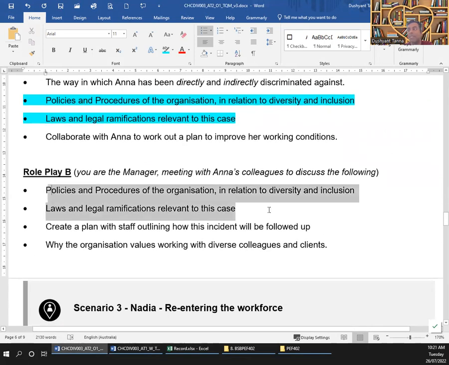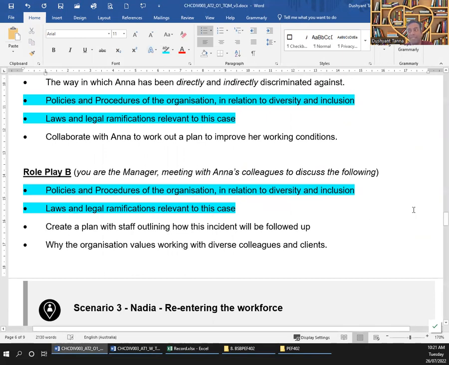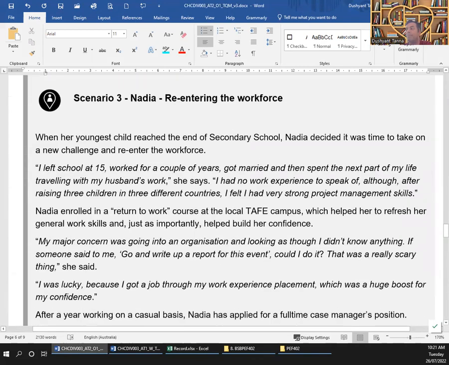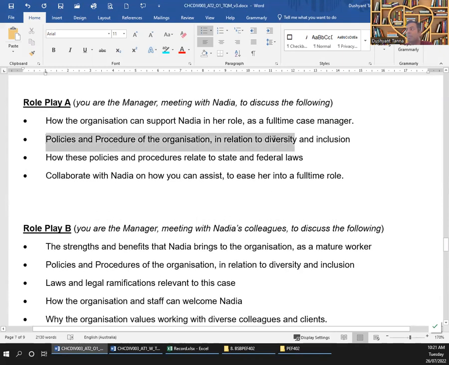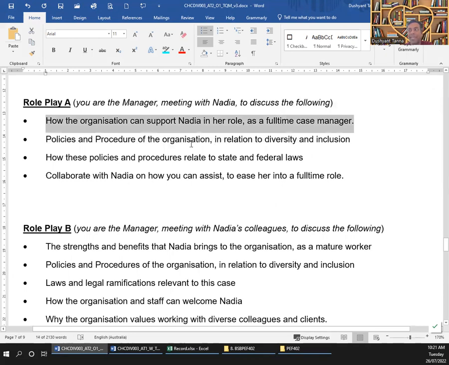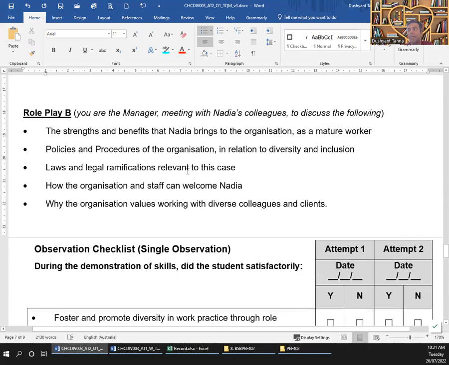This is about Ena's colleague: policy and laws, pretty much the same thing. Create a plan with staff, of course create a plan for Ena. And why the organization values it? Because you're telling your work colleague, hey, I need Ena because we believe in diversity. This is what our policy says. And finally, laws and policy procedure in relation to how you can support Nadia, how policy helps her in state and federal government, how you collaborate, how you can assist her, and what strength Nadia brings as a mature work colleague. Any policy, any laws, how the organization can welcome Nadia, and why the organization values working with diverse colleagues and clients.